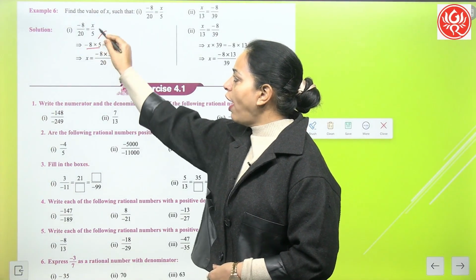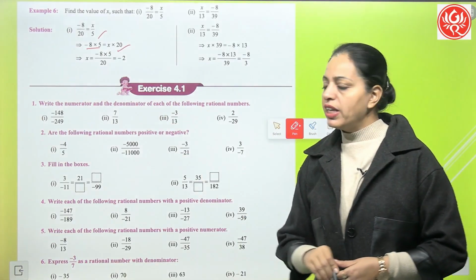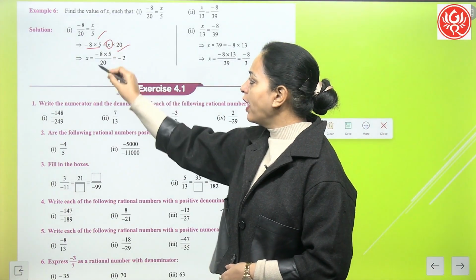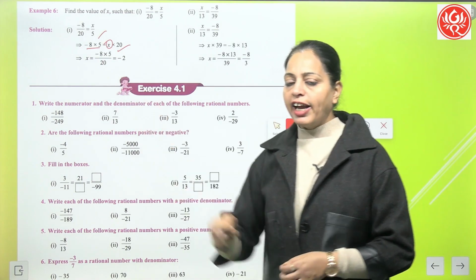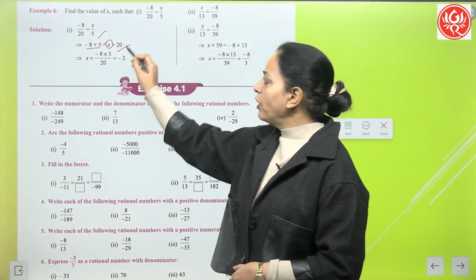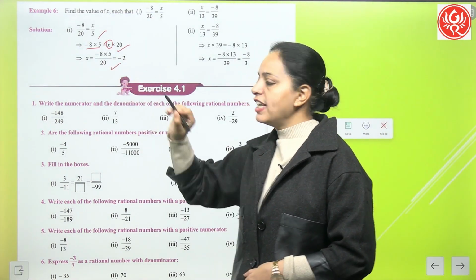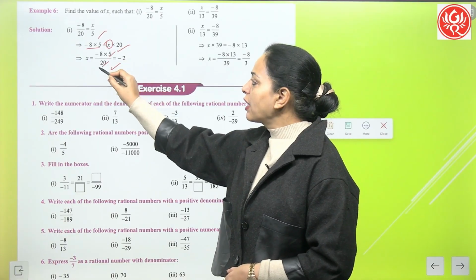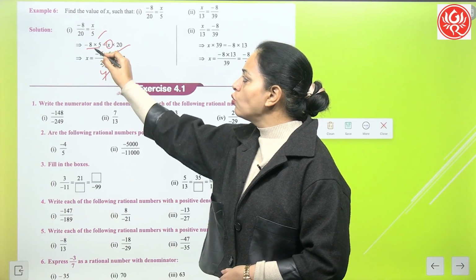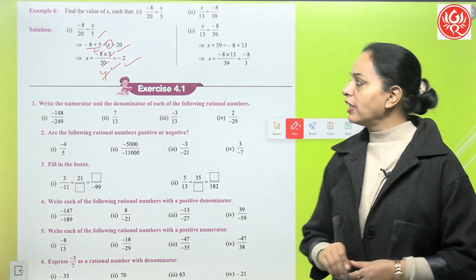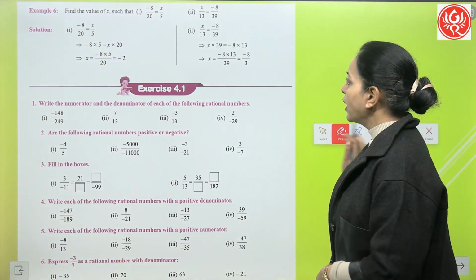Minus 8 into 5 and x into 20. हमें x find out करना है. 20 को हम other side shift कर देंगे. So 20 will go down. So minus 8 into 5 by 20. Cut it. 5 fours are, 4 twos are. Answer is minus 2.